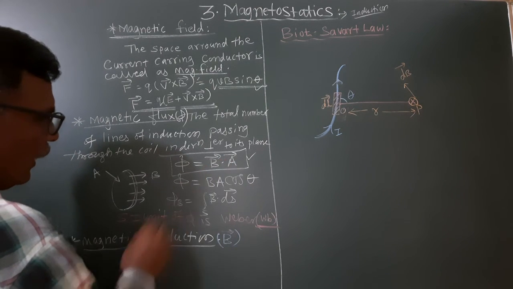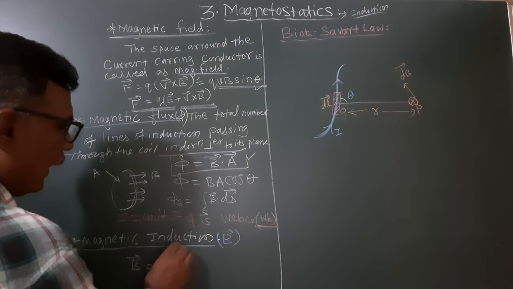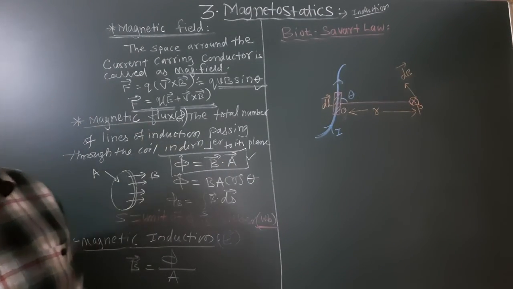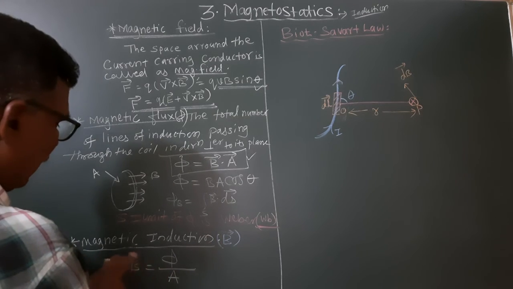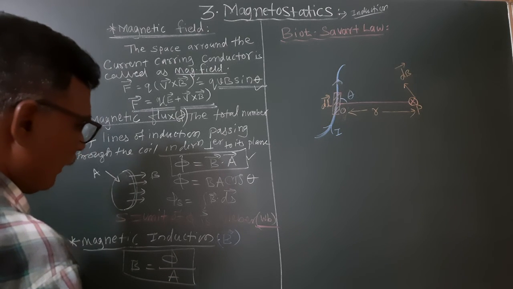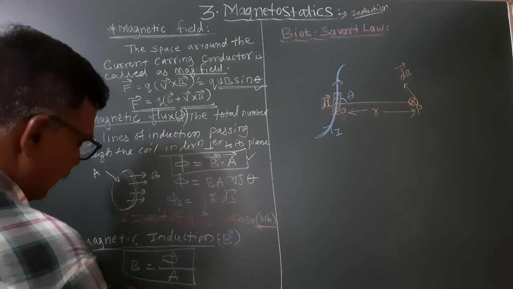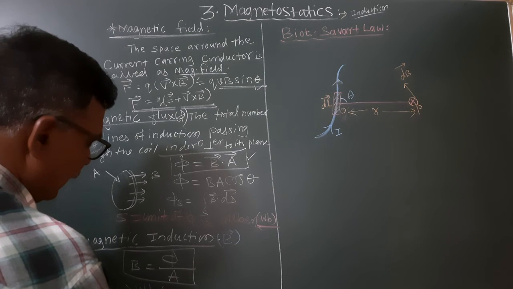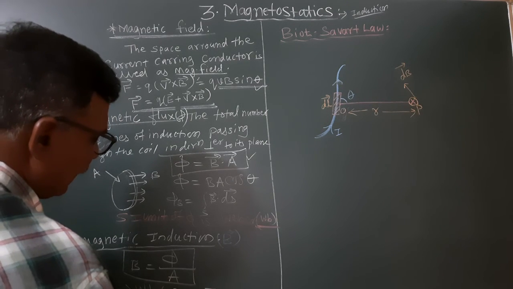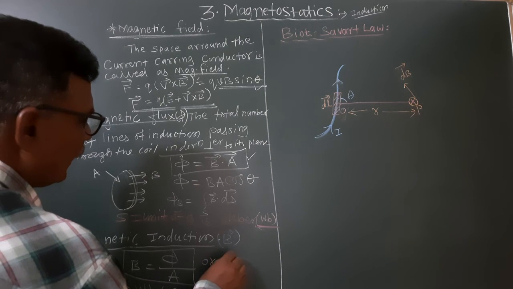This is phi, and here B bar is equal to phi upon A. B is equal to phi by A. Magnetic flux per unit area is called magnetic induction, and its SI unit is considered as follows: flux is measured in Weber and area is measured in meter square, so Weber per meter square, or it is also called Tesla.